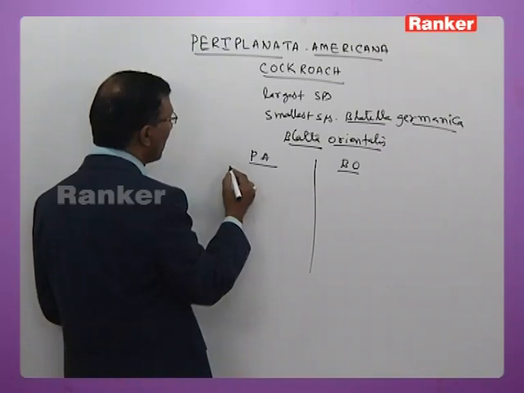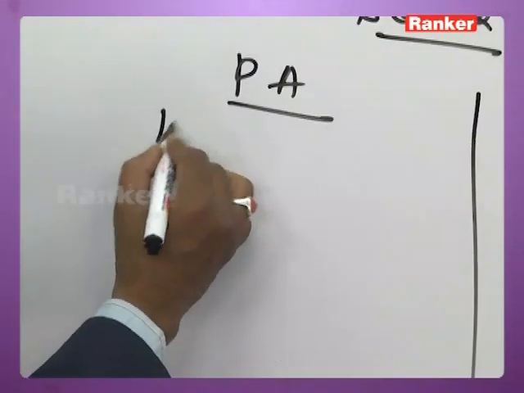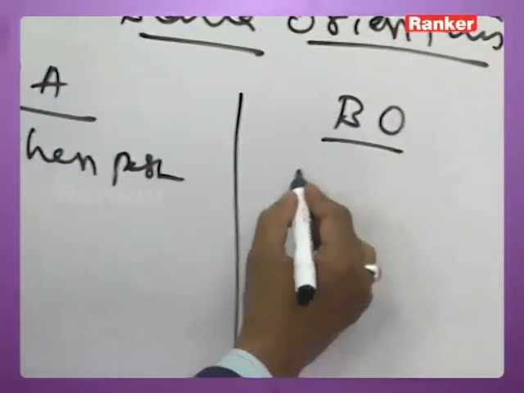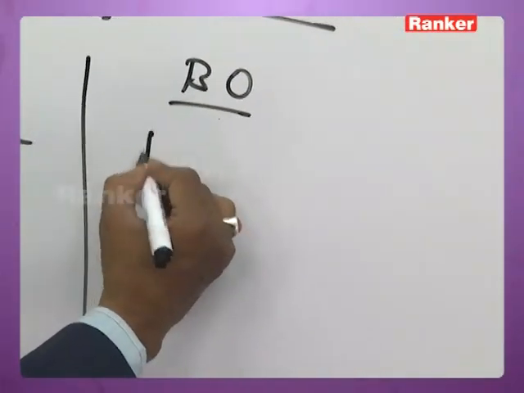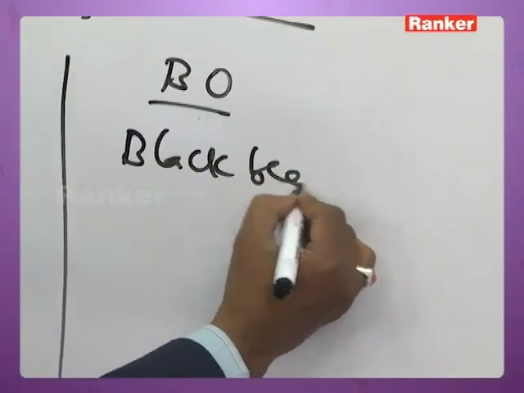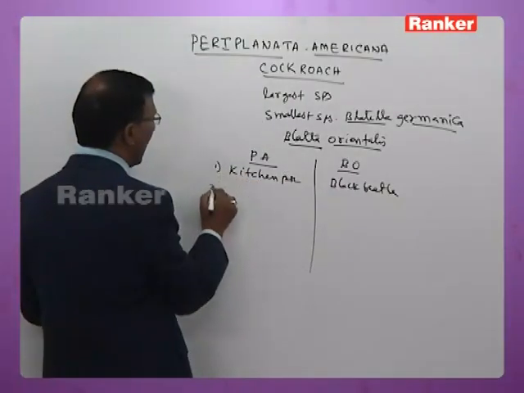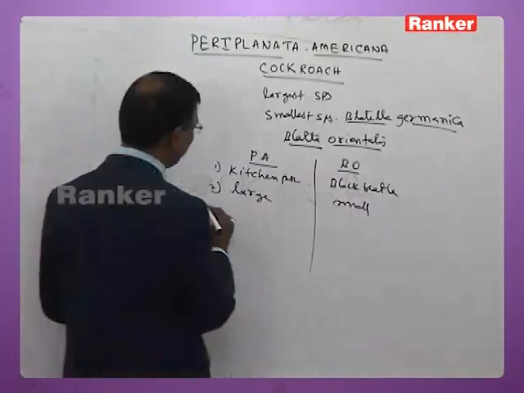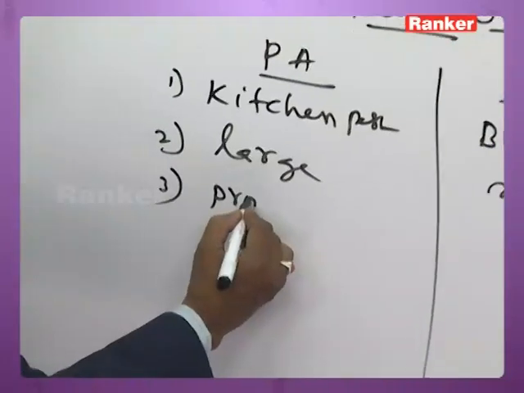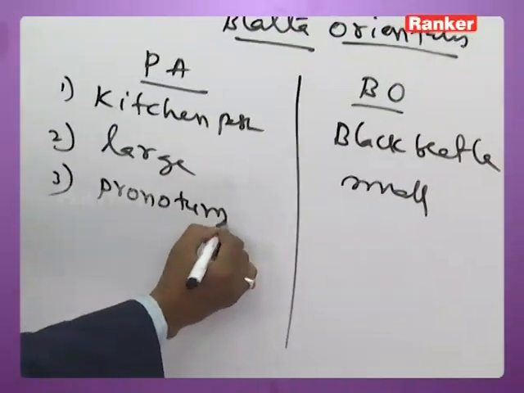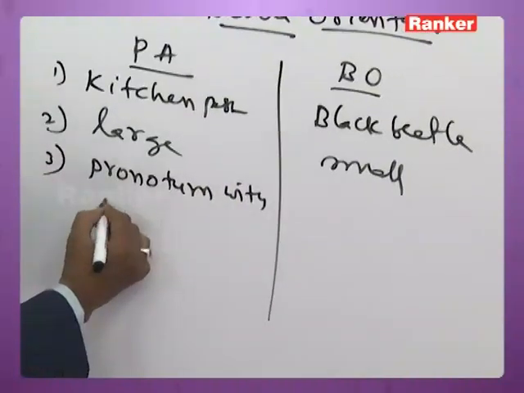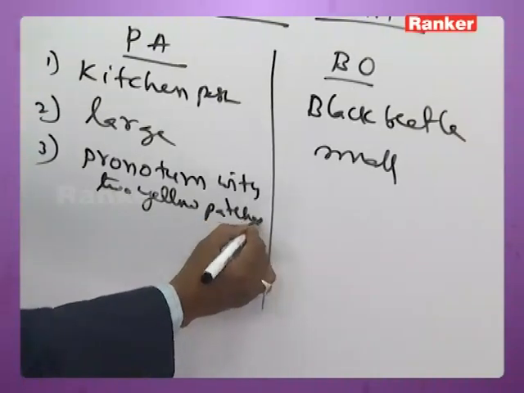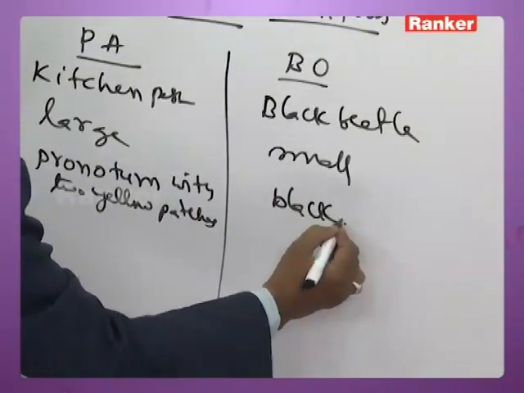Periplaneta americana is commonly called the kitchen pest, whereas Blatta orientalis is commonly called the black beetle. This one is large in size, this one is small in size. Its pronotum has two yellow patches. It is completely black here.